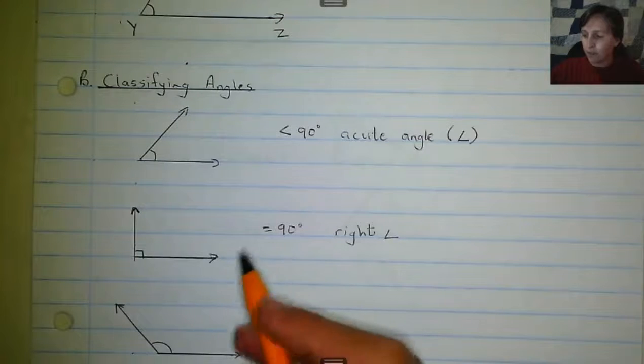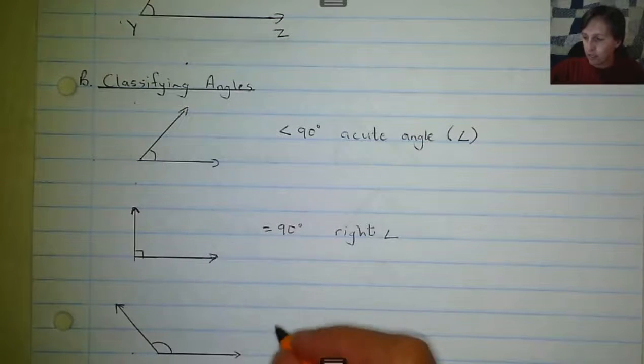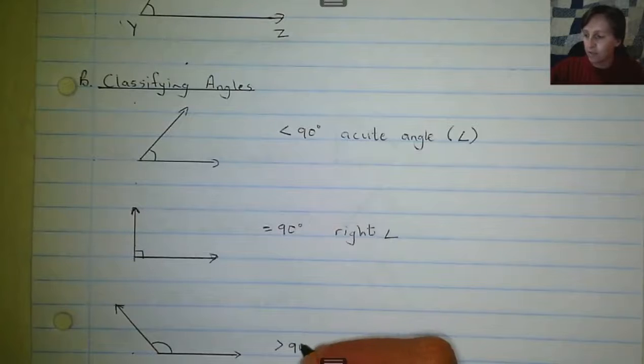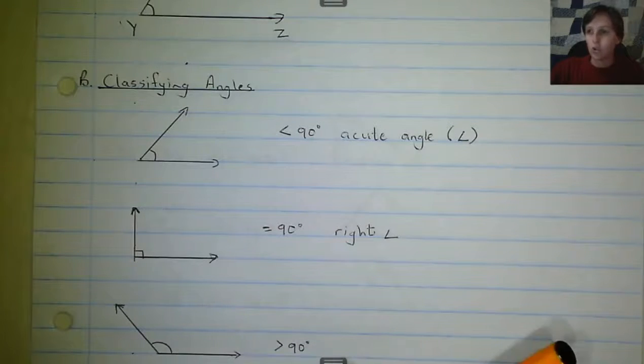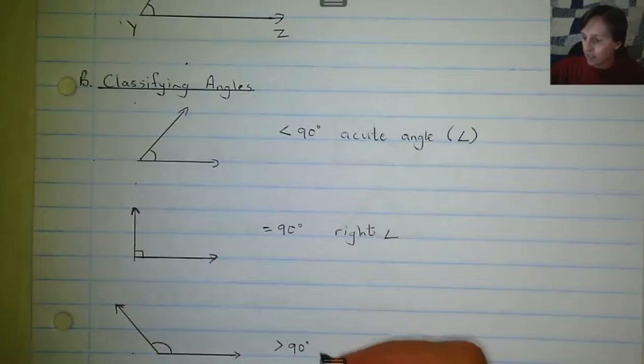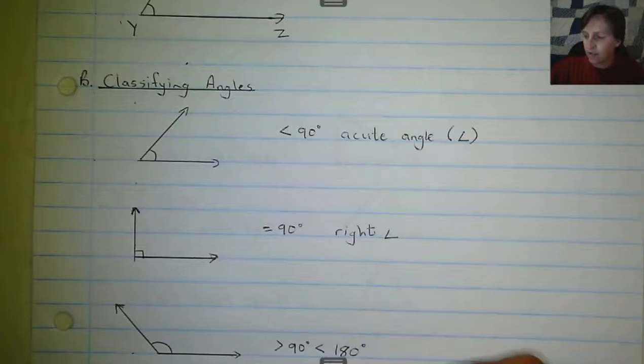Our next angle is larger than 90 degrees, but it's less than a straight line. And a straight line is also known as a straight angle. So it's less than a straight angle, which is 180 degrees. And then we're going to call this an obtuse angle. Please, obtuse with an S.